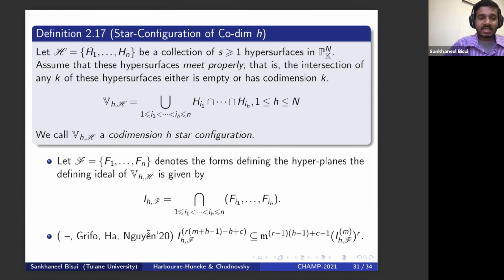Now, if all these hypersurfaces H1 up to Hn are defined by the forms F1 up to Fs, then the ideal is defined by the intersection of all these h-tuples of forms F_i1 up to F_ih. For these ideals of star configurations, we could also prove the containment, which also implies the de Mailly-like bound for those ideals.